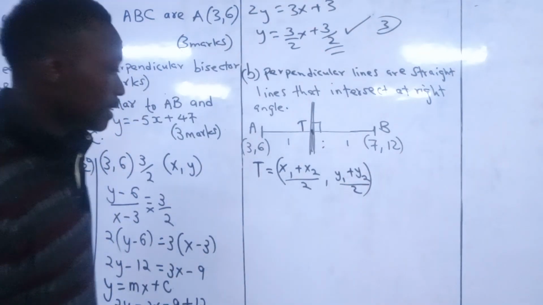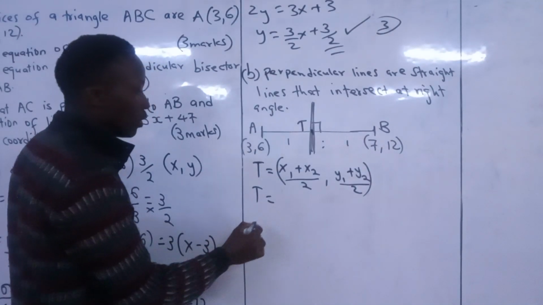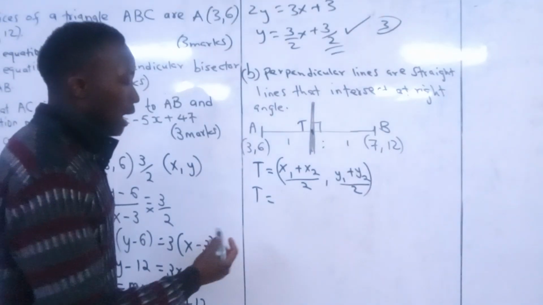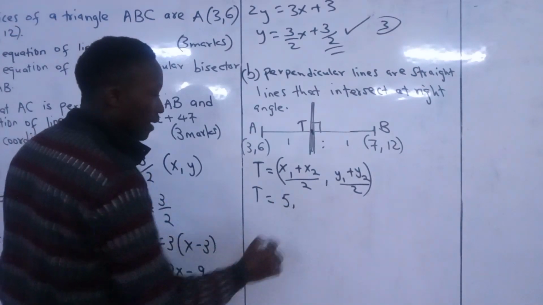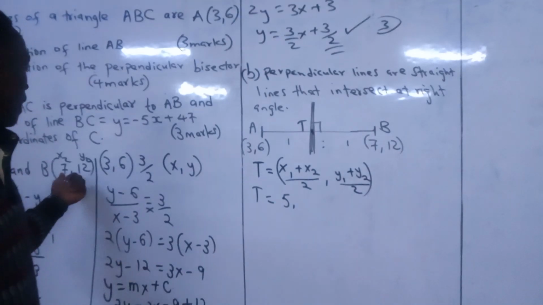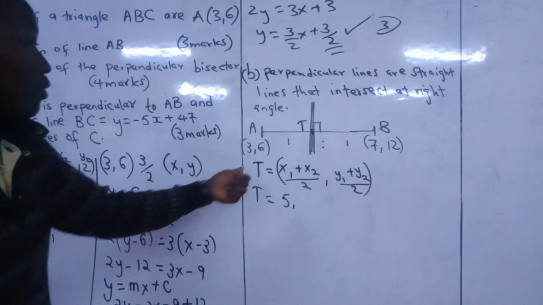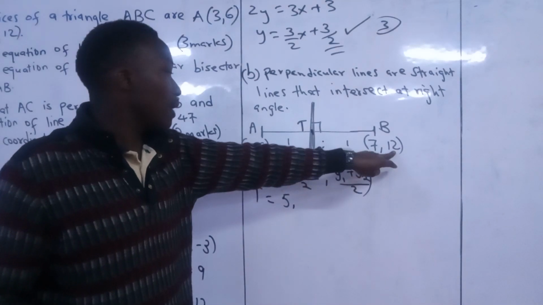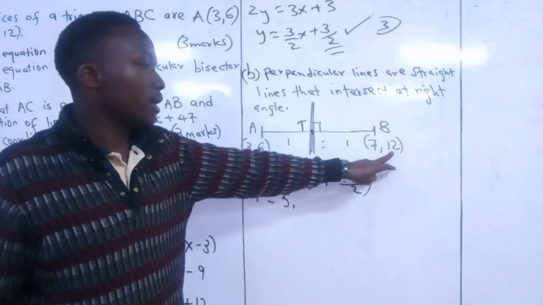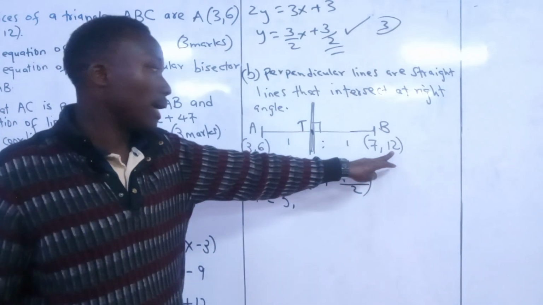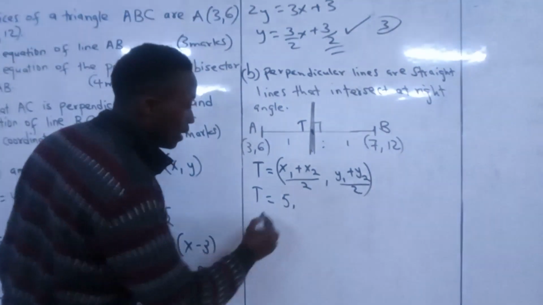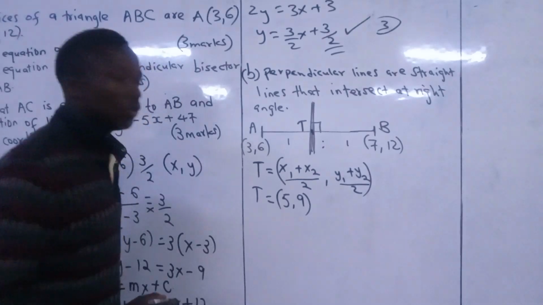That will give us T is equal to 3 plus 7 will give us a 10. 10 divided by 2 will give us a 5. Then for y, 6 plus 12, where 6 is our y1 and 12 is our y2, is 18. 18 divided by 2 will give us a 9. So our T will be equal to (5, 9).